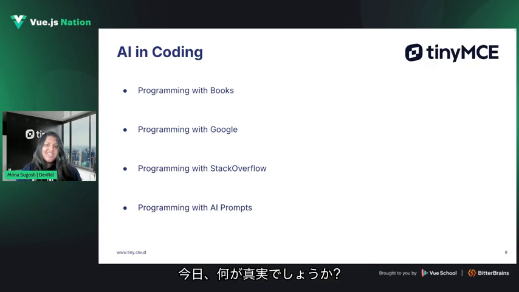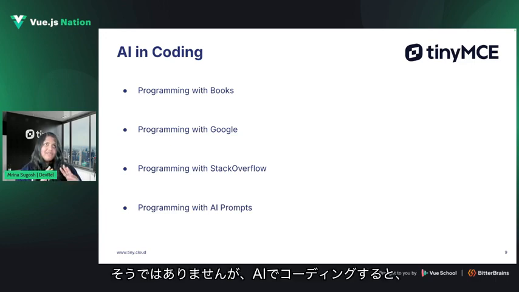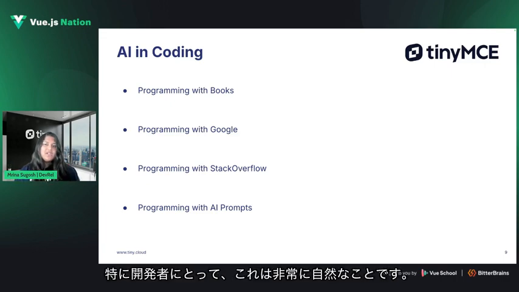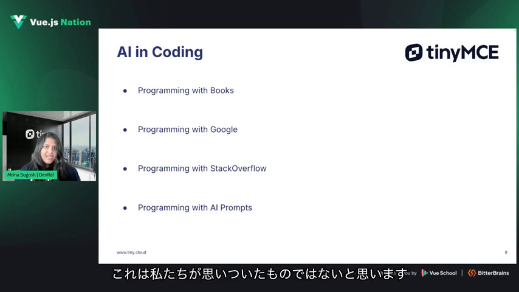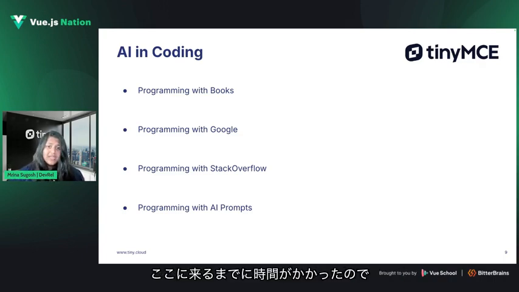And when it comes to programming with AI, this is an evolving paradigm, right? What is true today, next year I might come back and just say that, hey, I can just do this on its own, right? Coding with AI, especially for developers, is very natural. And I don't think it's something that we just came up with out of the blue. It took us some time to get to programming with AI.